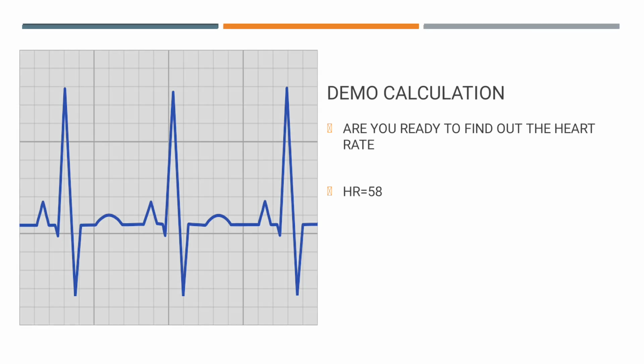Now shall we do a calculation? Are you ready to find out the heart rate? So here is a picture. Take the first RR interval. There you can see one large box and two small boxes in the RR interval. So you do a calculation of 300 divided by 4.2. So you get a heart rate of 58 beats per minute.